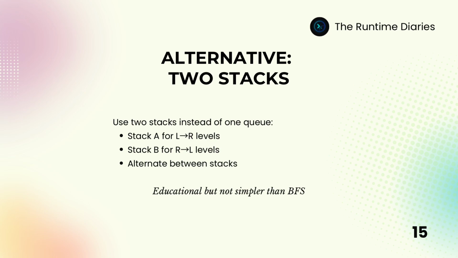There's another approach worth mentioning, which uses 2 stacks instead of 1 queue. 1 stack for left to right levels, 1 stack for right to left levels. You alternate between the stacks as you process levels. It's an interesting academic exercise and it does work, but here's the thing. It doesn't simplify anything. The BFS plus flag version is cleaner. It's more intuitive and it's more flexible. If you need to modify the traversal or add features, the BFS approach is much easier to extend. So while the 2-stack method is valid, I recommend sticking with the BFS approach unless you have a specific reason to use stacks.